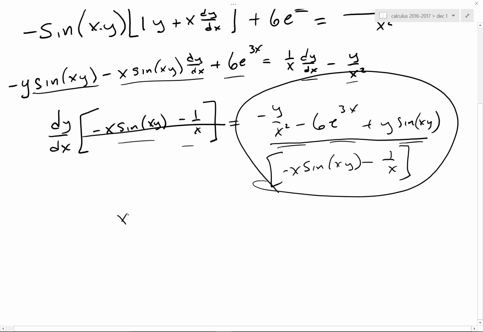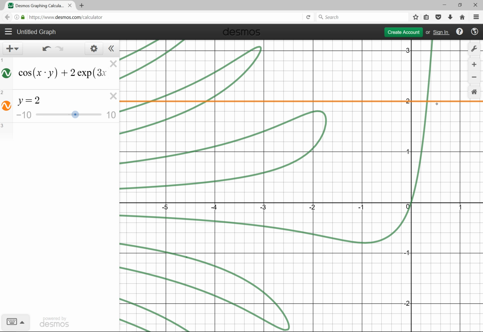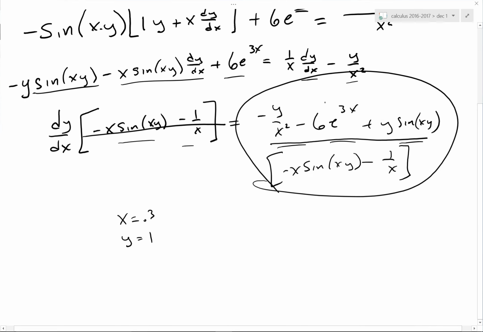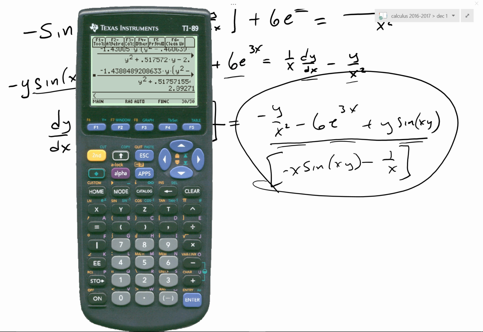Now, what do we say? x is 0.3 or something, and y is 1 or some such. We could literally plug those into there, yes? And we'd get a value out. And again, it should be positive or negative, looking at the graph. Right here, positive slope or negative slope? Positive slope. Literally, I think you're right. So let's try that. Parentheses, negative y divided by x squared. It's e^(3x).